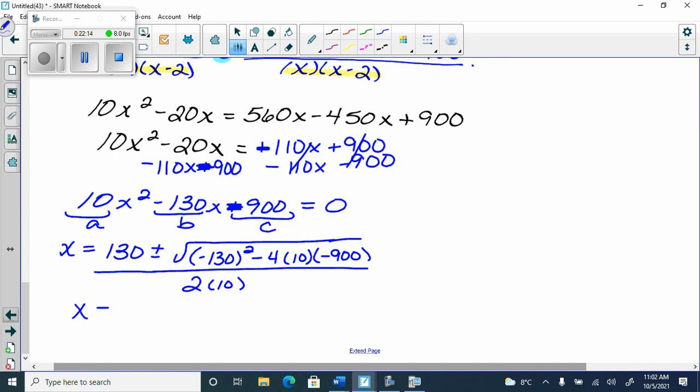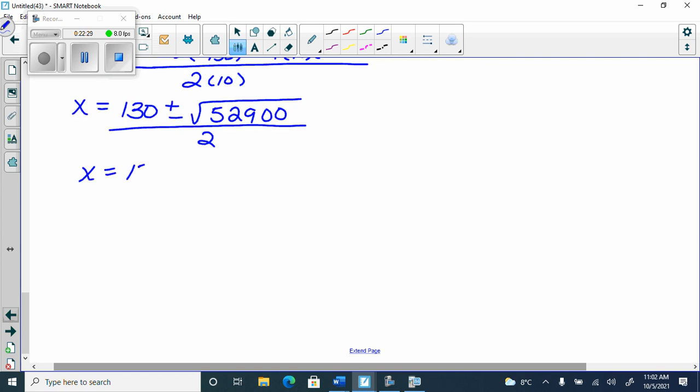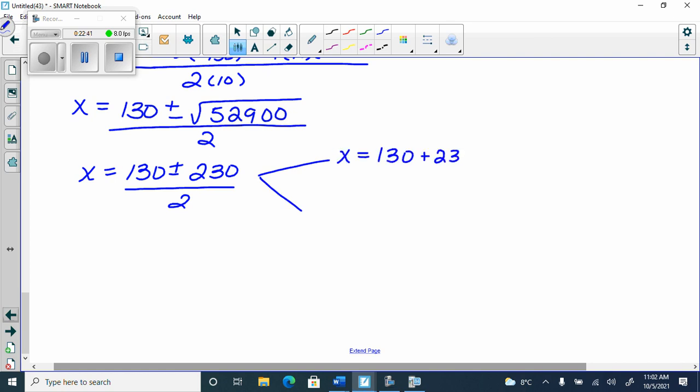Okay. x equals 130 plus or minus the square root of 52,900, which is actually a perfect square, if you didn't know that. I did not, but I was hoping it was because I didn't want that. And so then I get x equals 130 plus or minus 230, and then it splits. So I get x equals 130 plus 230 divided by 20. And if you didn't notice, I'm putting x equals in front of all of these. Most of you drop it off. You can't drop it off. And then x equals 130 minus 230 divided by 20.